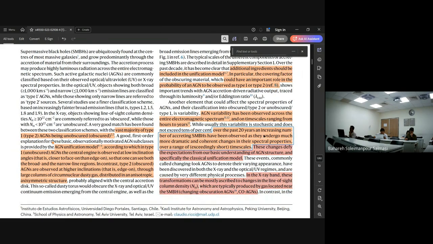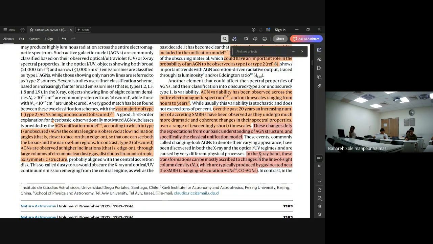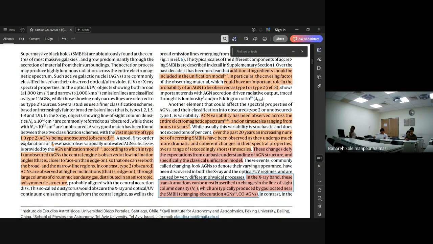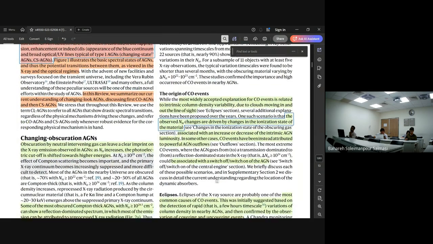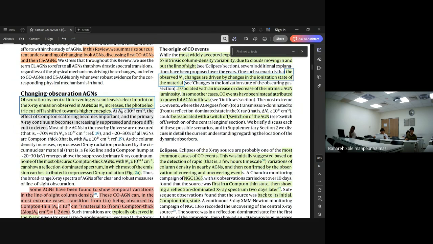But over the past 20 years, we have seen an increasing number of supermassive black holes undergo much more dramatic changes in their spectral properties. And so this goes against the AGN unification model. Let me get into that. So we have changing obscuration AGN, which I briefly introduced earlier, and this is mostly observed in X-ray emission, where the column density increases as a function of time.